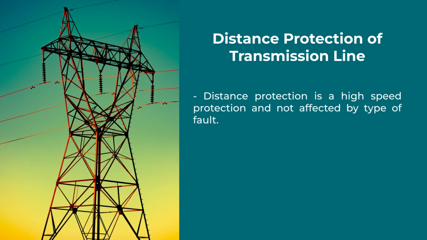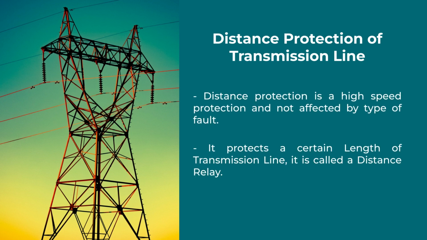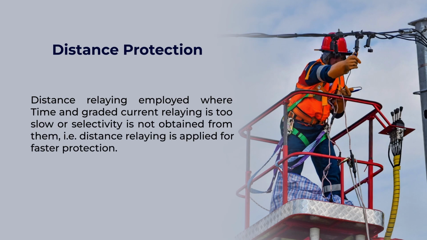Distance protection is not affected by the type of fault. Since it protects a certain length of transmission line, it is called distance protection. Time graded protection is not suitable for protection of very long high voltage transmission lines. It gives an excessive long delay in fault clearance at the generating station when there are more than 4 or 5 sections, which we already discussed in the previous section. So, distance relaying is applied for faster protection.